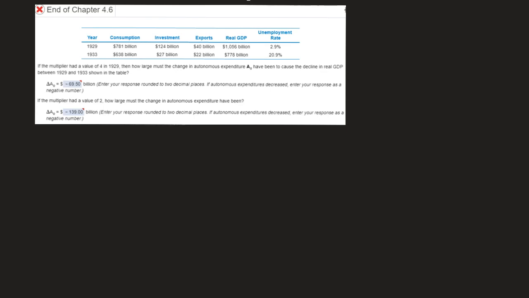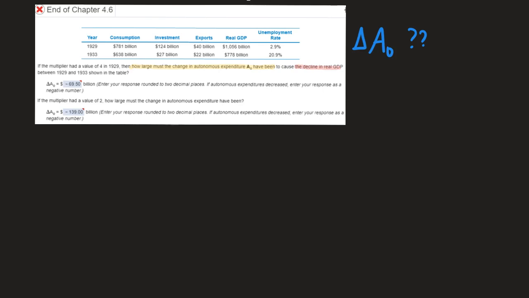I'm going to try and highlight what the question's asking. So if the multiplier had a value of 4, so that's something that's given, it's not the question, how large must the change in autonomous expenditure have been? That's the real question that it's asking here. We have autonomous spending, what is that change going to have been? So that's important. To cause a decline in real GDP as shown in the table. Okay, so I can highlight that part.